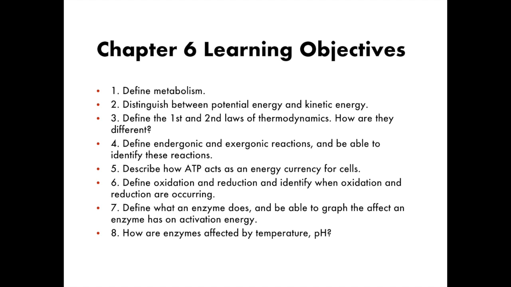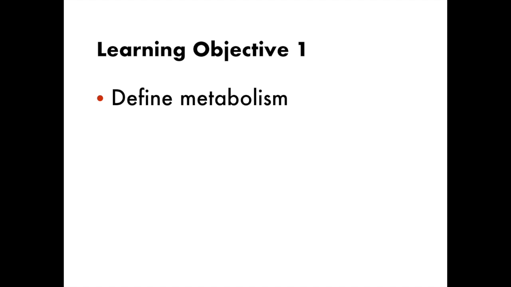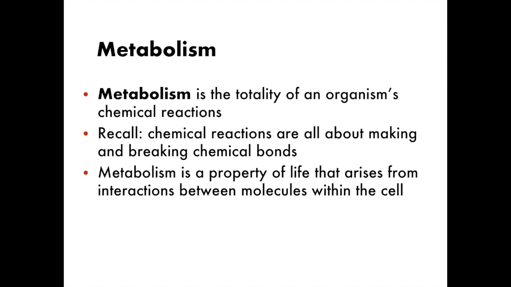So here are our learning objectives. We have 8. We're going to define metabolism and take it from there. So first learning objective is to define metabolism. What is metabolism? So metabolism is all of an organism's chemical reactions. So chemical reactions, as we talked about back in chapter 2, are all about making and breaking chemical bonds to produce new and different chemical reactants.